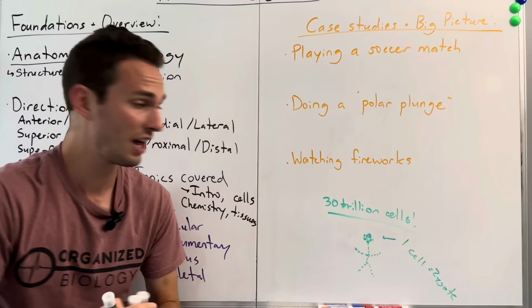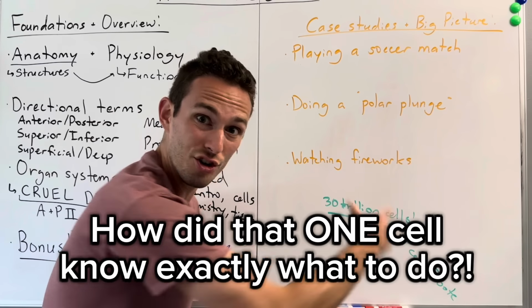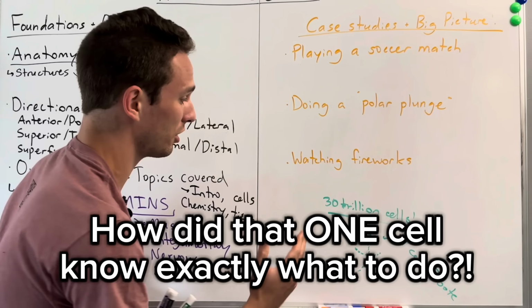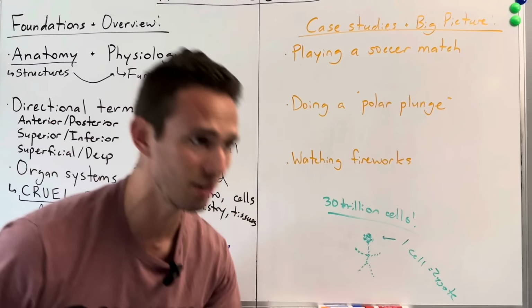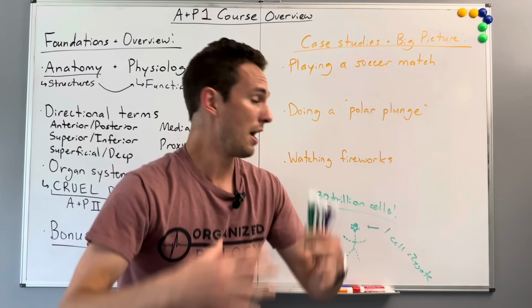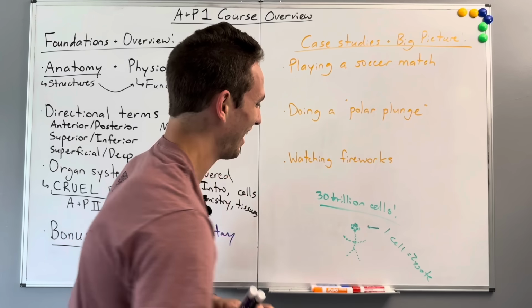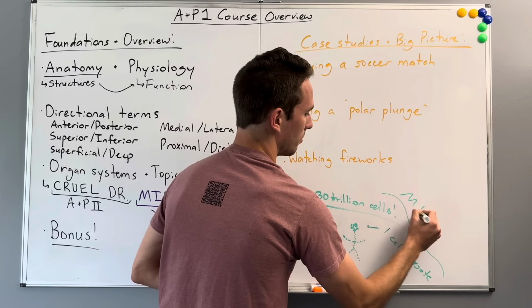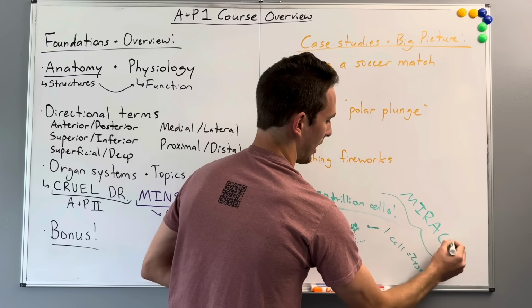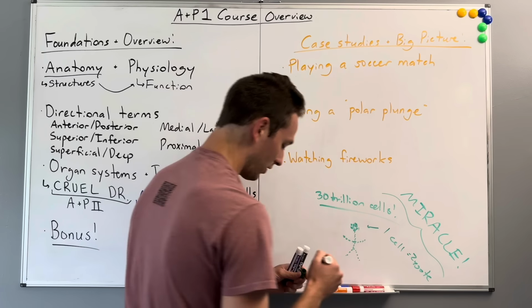My question is, how did that one cell know exactly what to do in order to turn into 30 trillion cells that contract, that move, that sense, that send signals, that do all sorts of things? I don't know. I want you to know, if you get nothing else from this video, that you are a living, breathing miracle. And I don't mean that lightly. You are a living, breathing miracle.